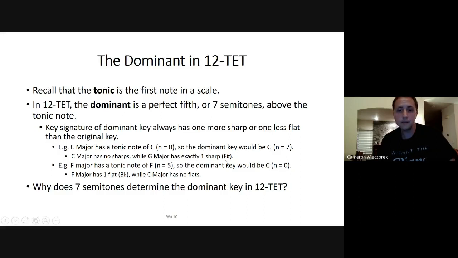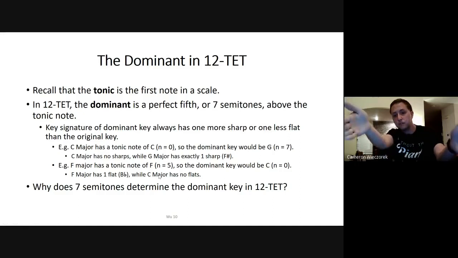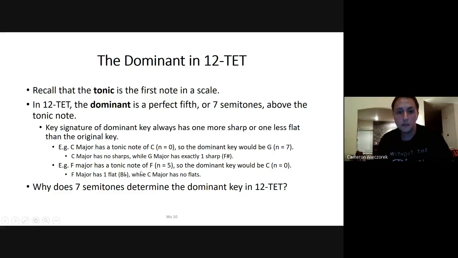So F major has one flat in the key signature, a B flat. By going to the dominant key, you actually lose that flat. It makes sense because C major, we said, has no sharps. It also has no flats. So we lose a flat from going from F to C, going to the dominant. So why 7? Why is the dominant represented by 7 semitones above the tonic?